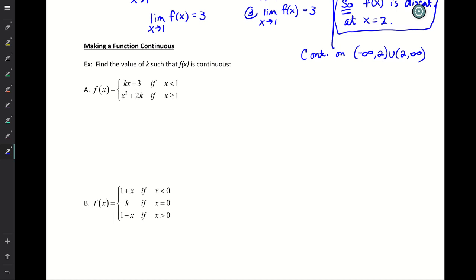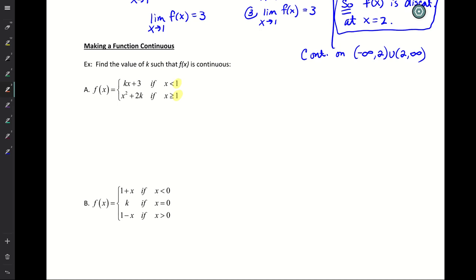Well, that's easy, because as long as the pieces of your piecewise function are continuous, then the only place that you might have a discontinuity is at the breaks. So in other words, the break would be at 1. So the only place that you might have a discontinuity is at 1, because we notice that the top function is linear and the second function is quadratic. Those two are both polynomials which are continuous everywhere.